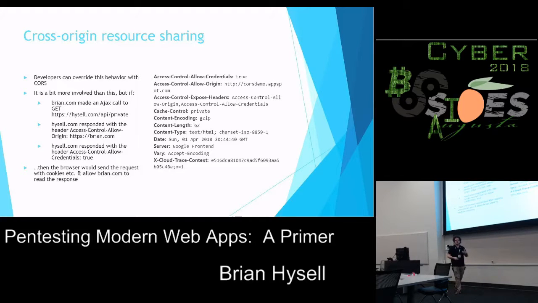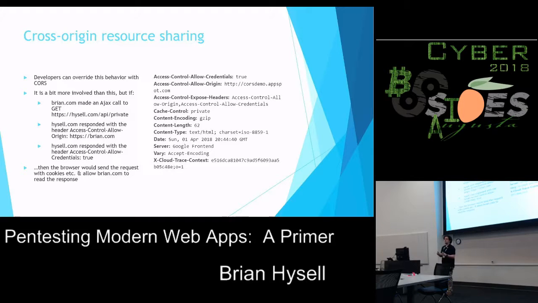So sometimes you may need to, as a developer, explicitly get around that policy for your legitimate functionality in the application. So developers, like I said, can override that functionality with something called CORS, cross-origin resource sharing. Bit more involved than this, but say Brian.com made an AJAX call to Hysell.com.